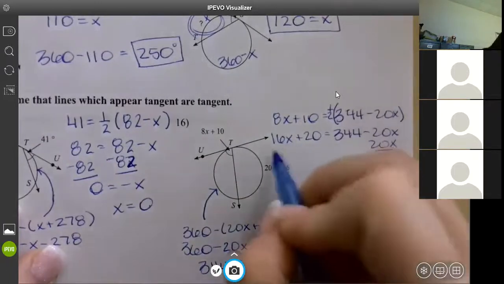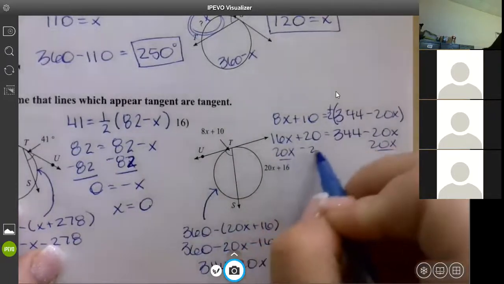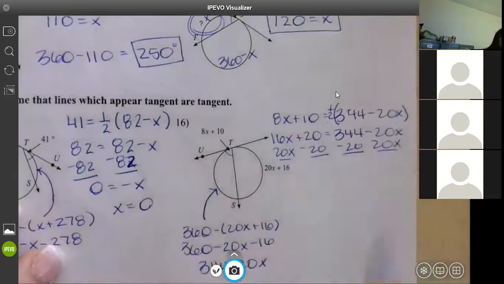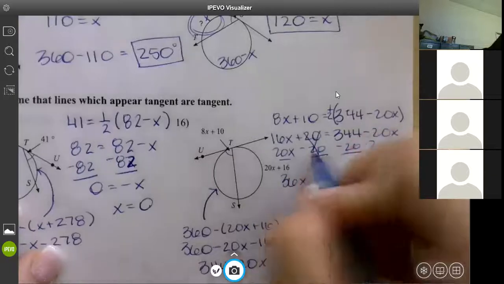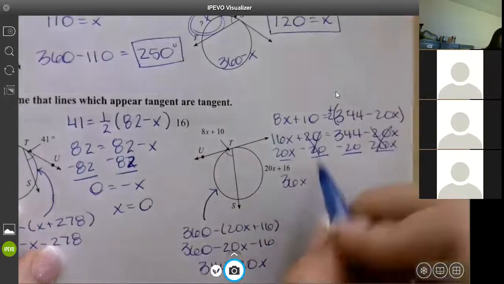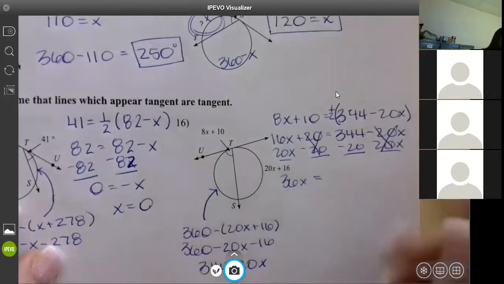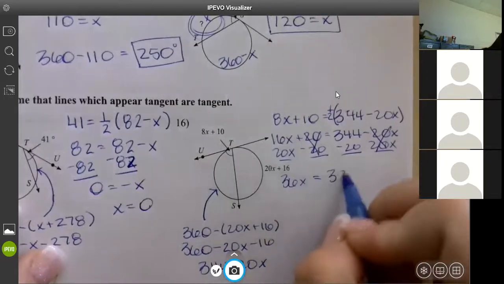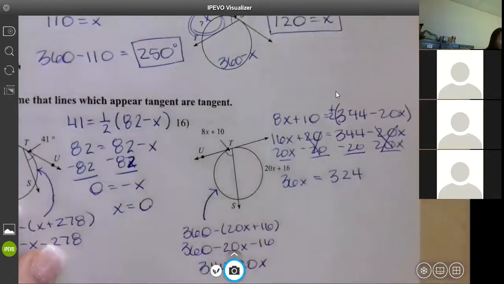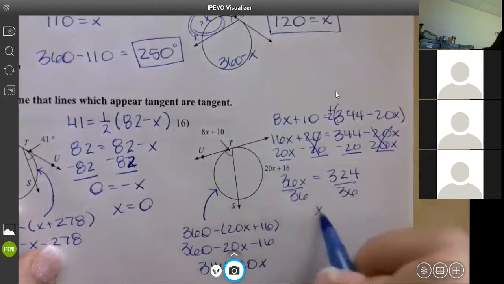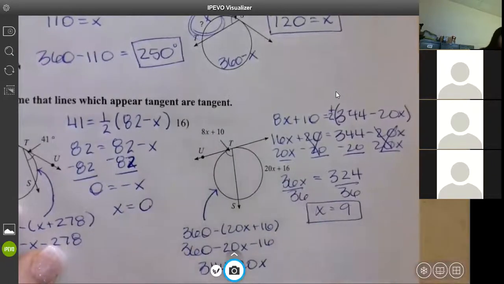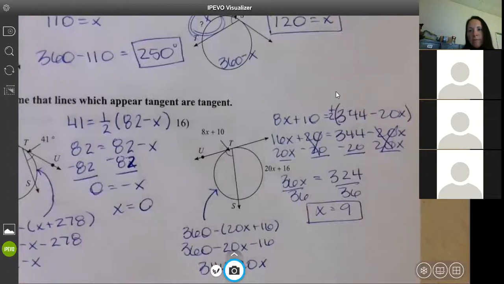Add your 20. You can do these at the same time if you want to, and subtract your 20 there. So these cancel and these cancel. I get 36x equals 324. 324 divided by 36 gives me 9. And again, we were looking for X, so we're good to go.